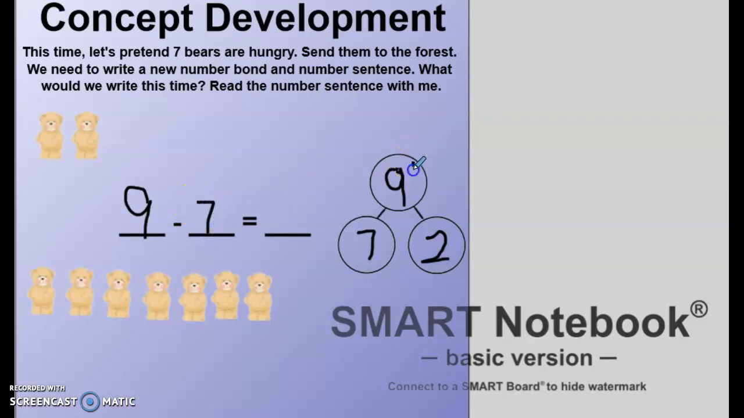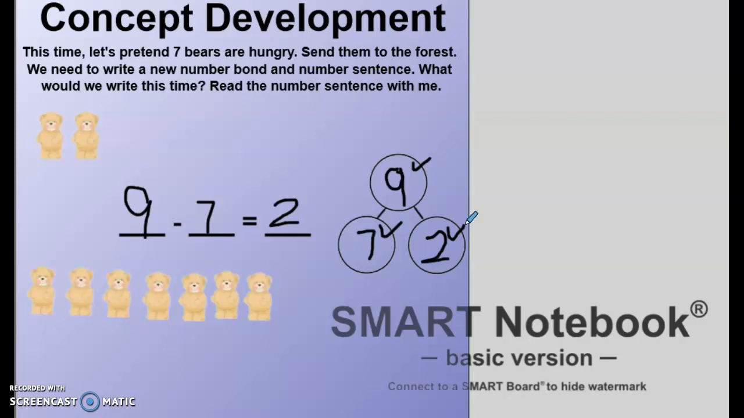Oops, I made a mistake. Look, I forgot to check it off. Thank you for helping me. Equals how many bears are left at home. So our whole minus our part equals our other part. What number should it be? 2. And there's 1, 2 bears up there. And I'll check it off. Did I use all the components of my number bond? I sure did.